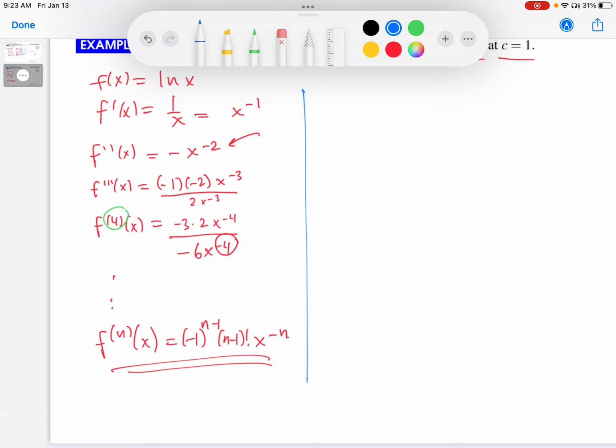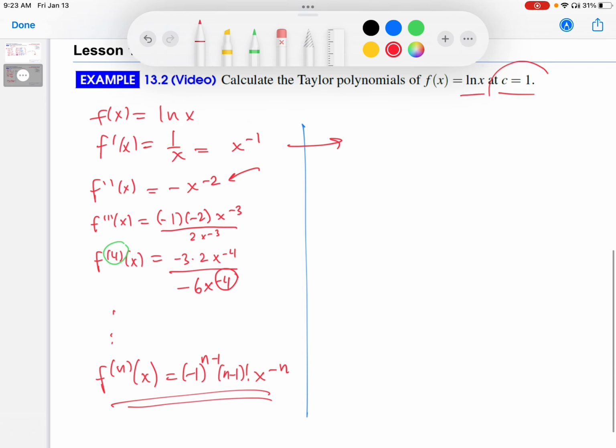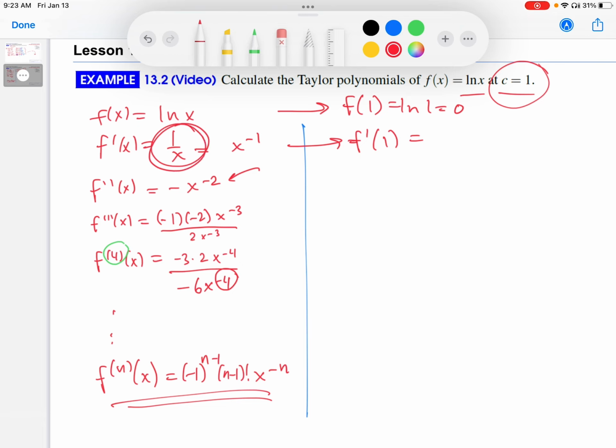So let's do that over here. Draw a line here. And we can also do it from the work we've already done here. We're looking for the Taylor polynomial at c equals 1. So let's use this information that we already wrote down. Why not? So f of 1 is ln of 1. That's 0. F prime of 1 is 1 over x evaluated at 1. So that's 1 over 1. That's 1. F double prime of x is -1 over x squared evaluated at 1. So -1 to the -2. That's -1. And then third derivative, oops, I should have put 1 here. Third derivative evaluated at 1.